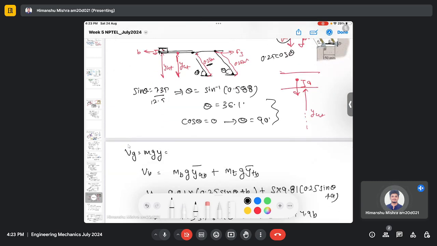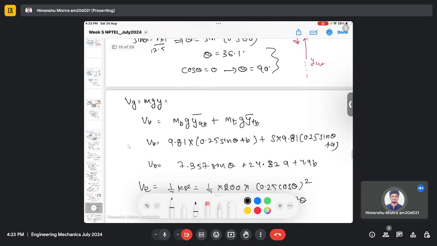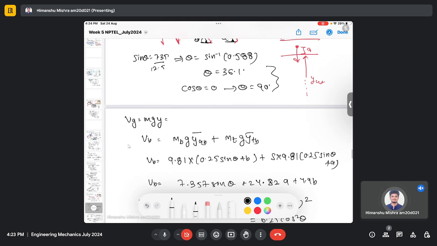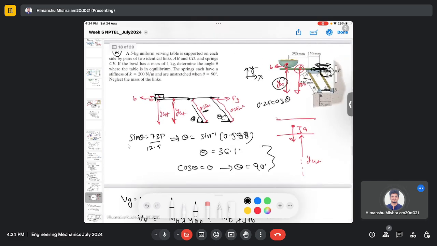So here, to find the equilibrium theta, we used the potential energy concept. Just to recap, we first identify the active forces, the potential energy, the spring potential energy, or whether there is work done due to the active force. There are no active forces apart from the weight as well as the spring force which will create the work done.